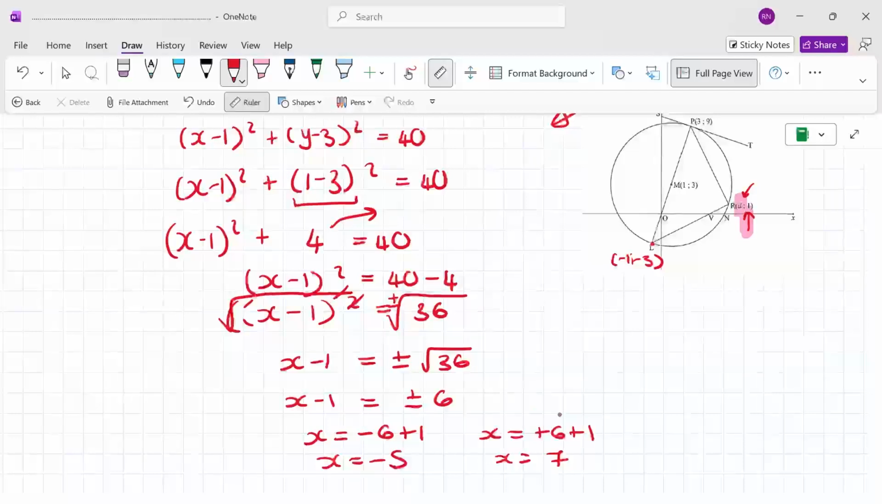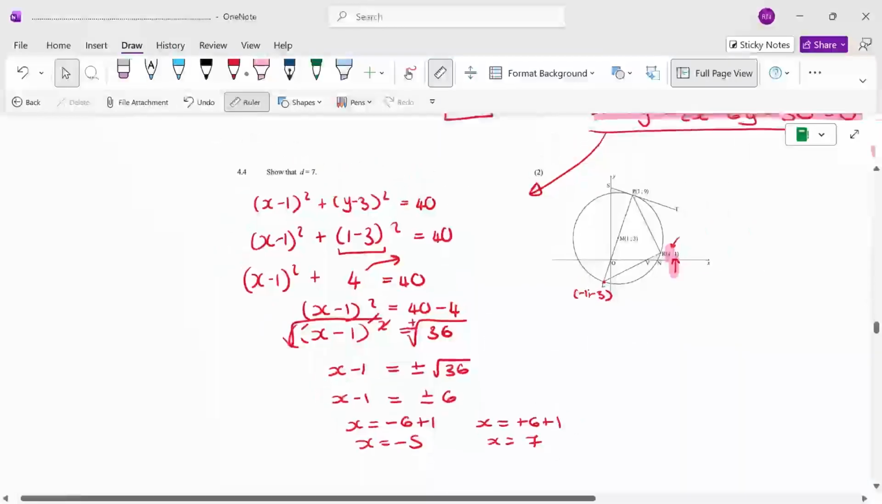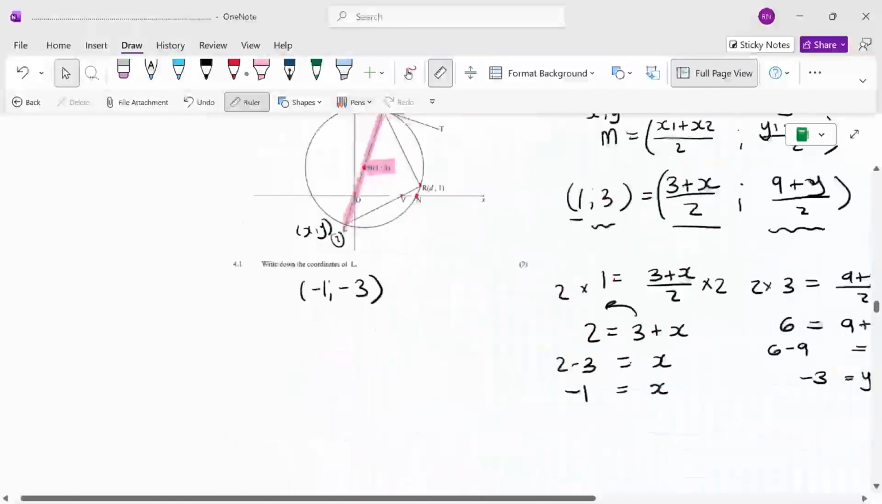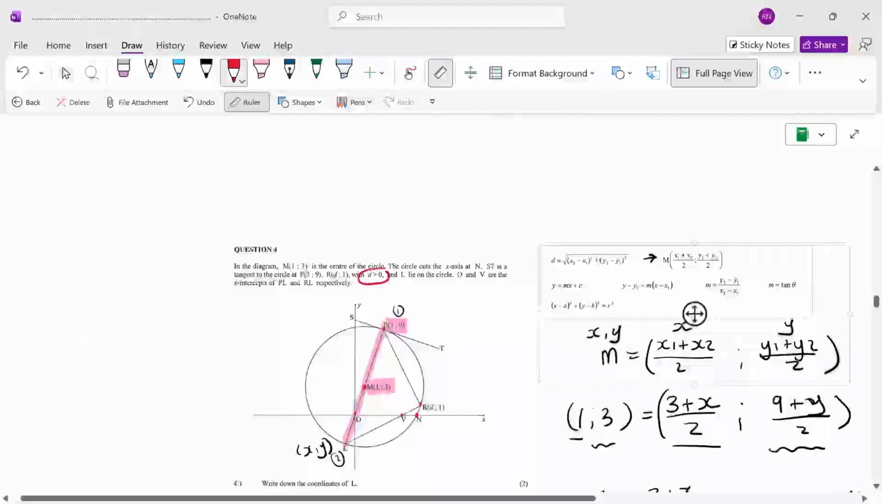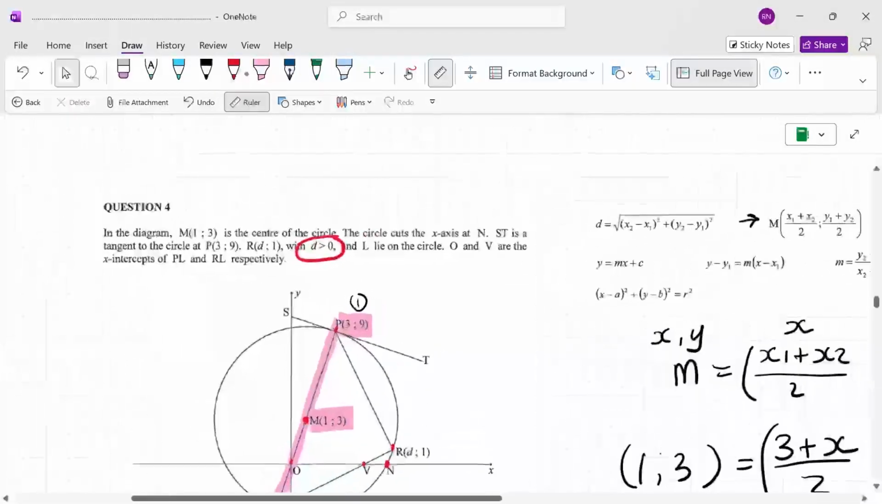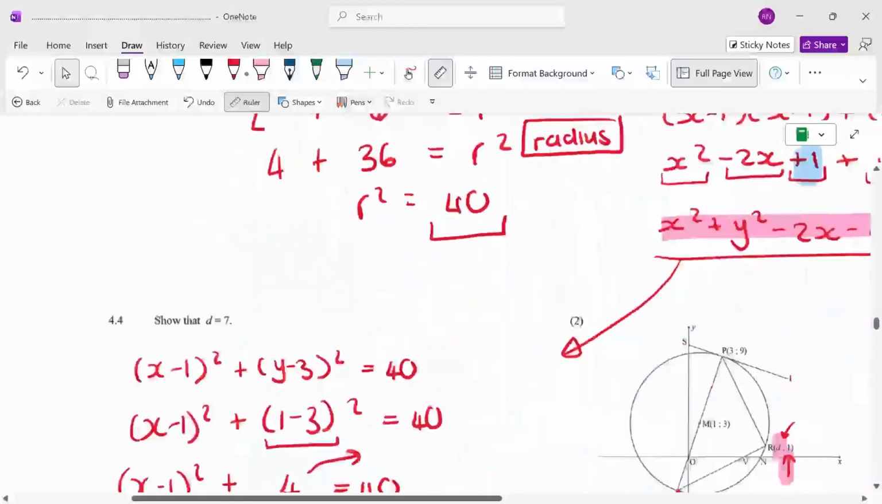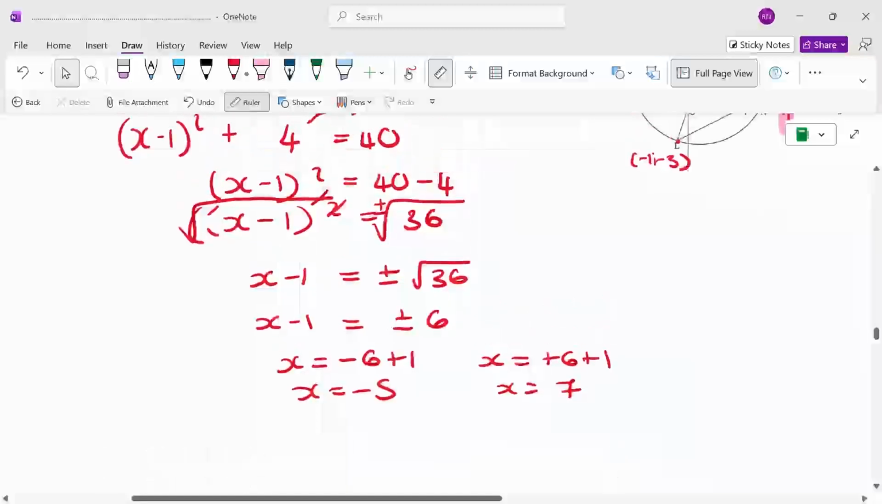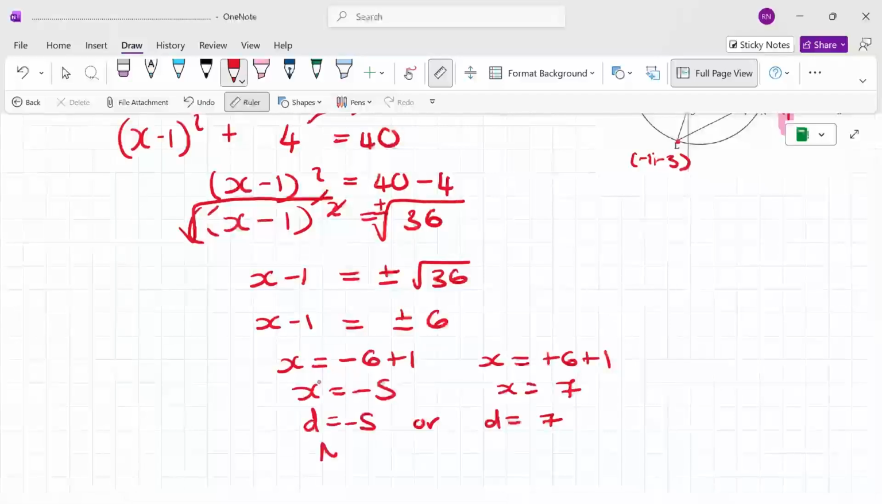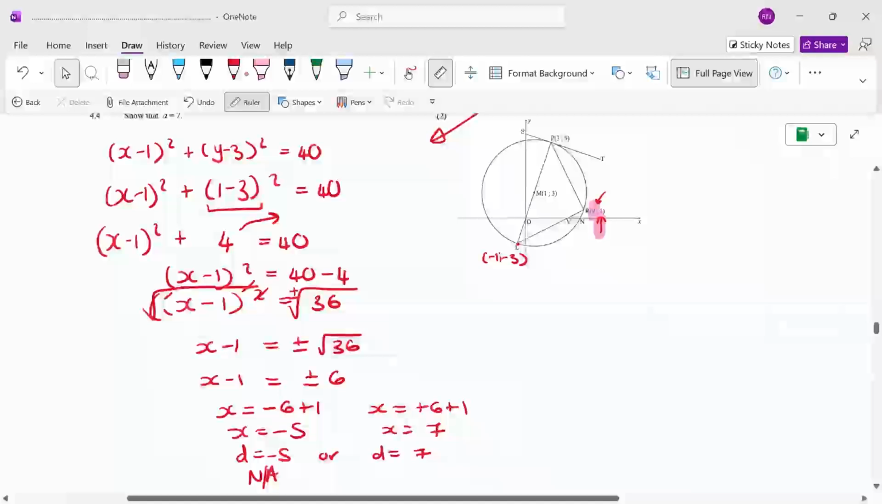How do we know which one to choose? Let's see what they said at the beginning of the question. At the beginning of the question, they said D must be greater than 0, right? They said D must be bigger than 0. And so we need to use that. We need to choose whichever value of x, or D. So this is basically D. So D is equal to minus 5 or D is equal to 7. That is greater than 0. So this one would not be applicable. So not that one. And so in our case, D would be equal to 7.